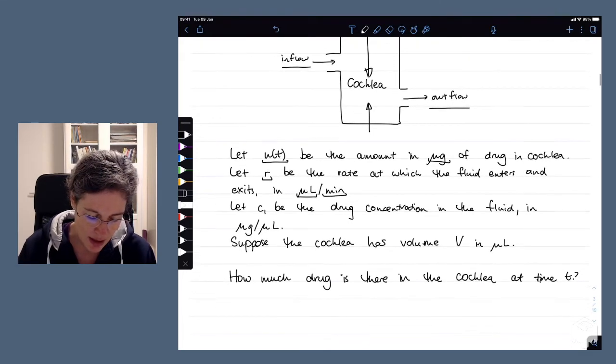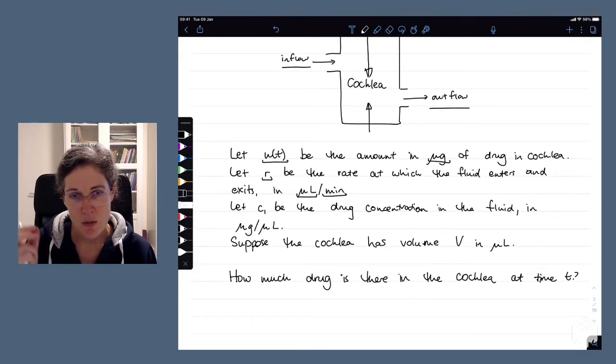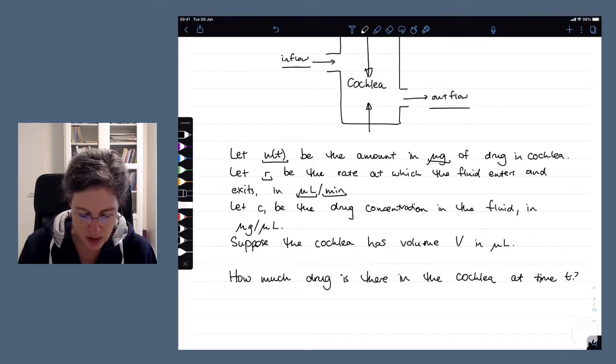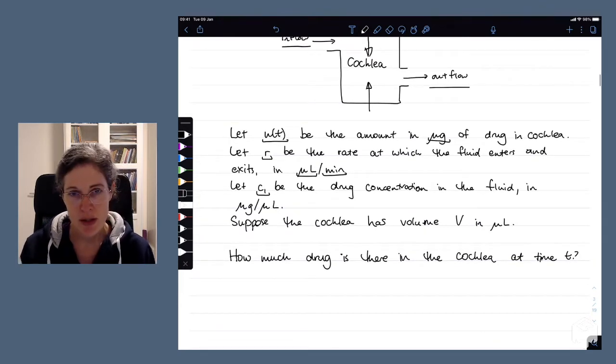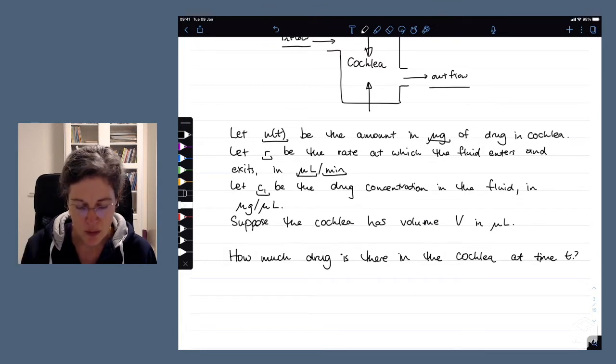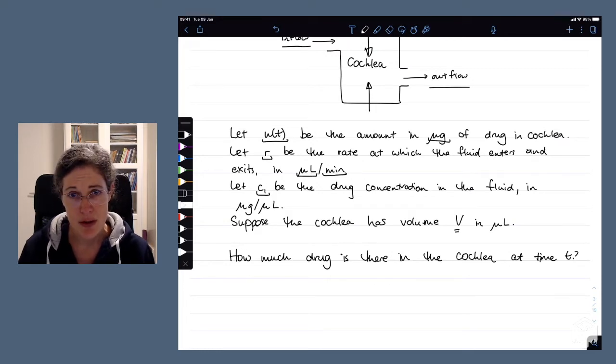The next thing we want to think about is, as we're pushing fluid into the cochlea, how much of the drug is going to be in the fluid. Obviously, the fluid isn't going to be completely drug. It's going to have some carrier liquid that the drug is in. So we need to think about the concentration of the fluid going in, and that's going to be measured in micrograms per microliter. And finally, we're going to need to make some assumptions about the volume of our cochlea. Let's just call that phi. Again, we're going to measure that in microliters, because in liters it would just be silly.